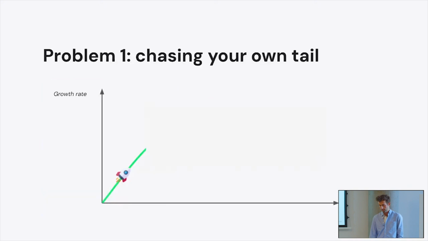So let's go to the first problem, chasing your own tail. And let's start with the simple situation of actually starting the company, running our first ads and first campaigns. At this point, everything is simple because every revenue we generate is new revenue. So we don't have an existing customer base, we have only new clients, and it's safe to say that our ROAS, which is revenue versus ad spend, is equal to our acquisition success.